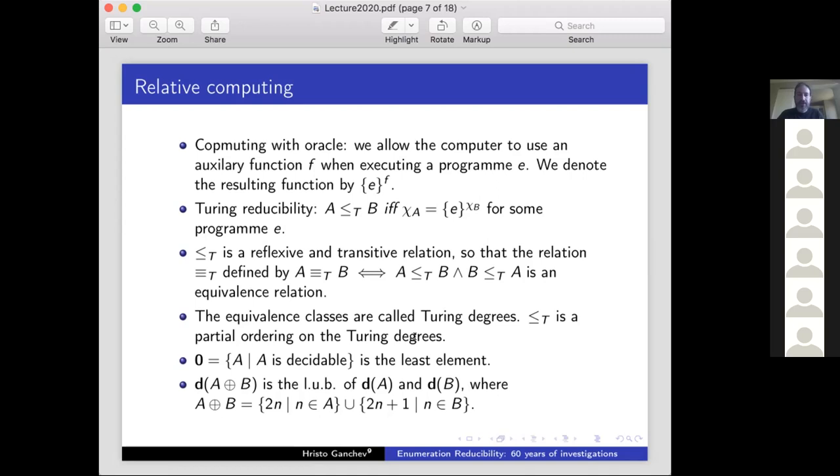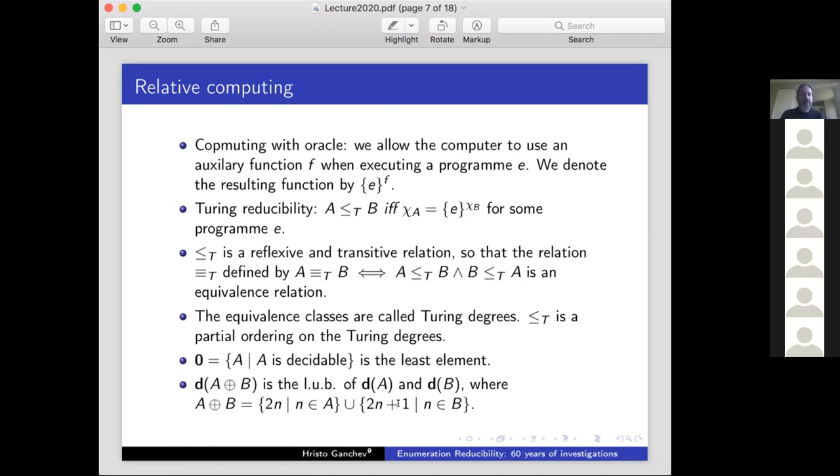Now, the basic properties of this partial ordering are that it has a least element, which consists of all the sets which are decidable. And for every two degrees, there is a least upper bound of them, which is given by this. So if the first degree is generated by A and the second degree is generated by B, then the least upper bound is generated by this set A plus B, which contains both the information about A, which is coded in the even natural numbers, and information about B, which is coded in the odd natural numbers.